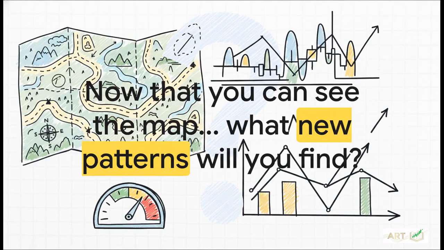By just shifting your thinking from a simple speedometer to a detailed map, you've really unlocked a whole new way to analyze the market. The RSI isn't just a number anymore, it's a landscape, and it's filled with clues. So the only question left is, what new patterns are you going to find on your charts?